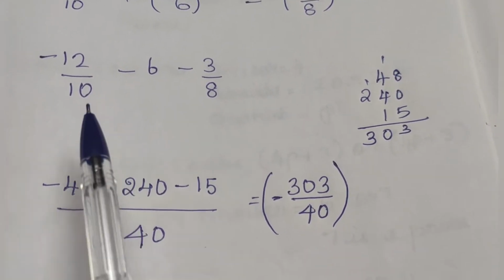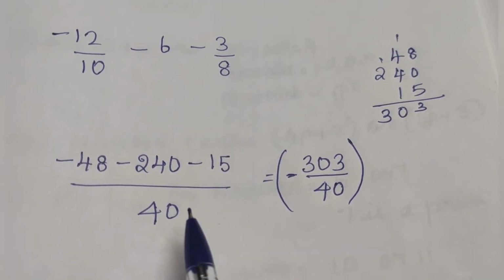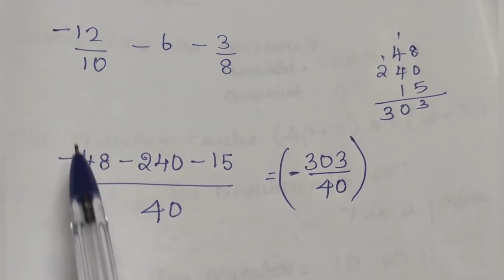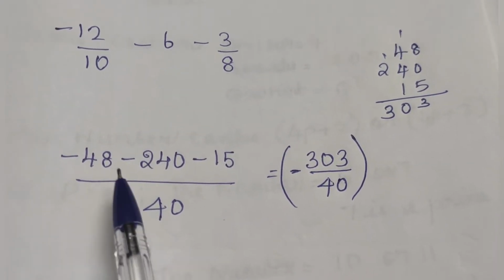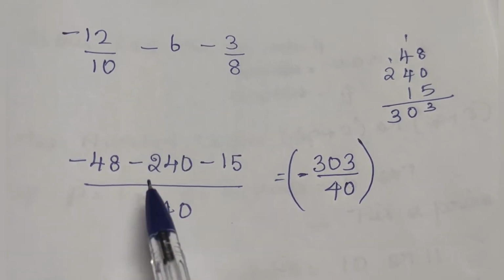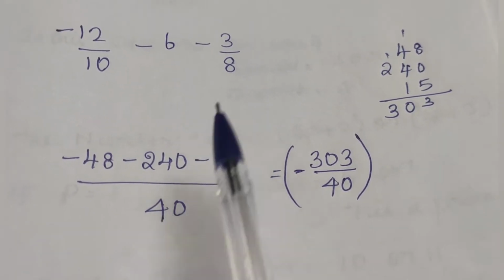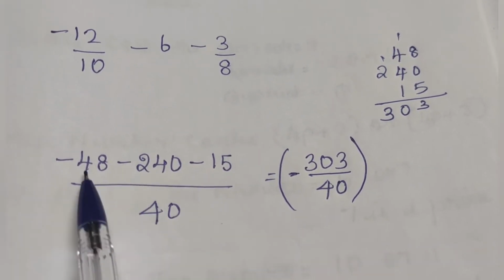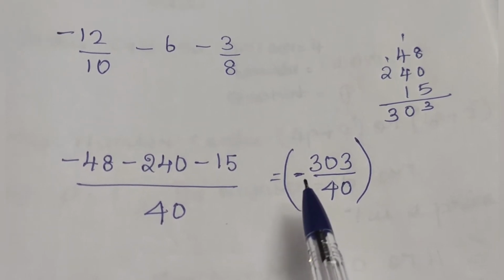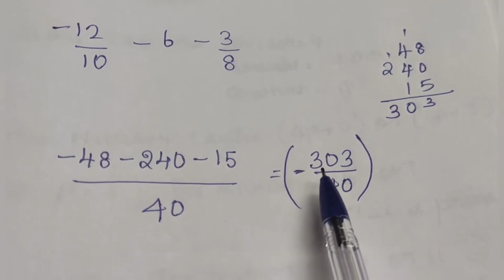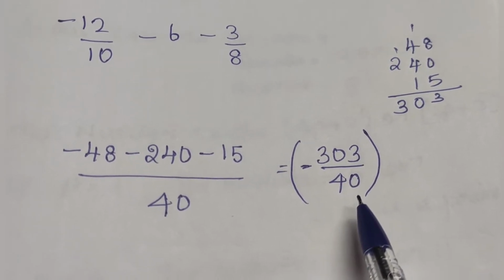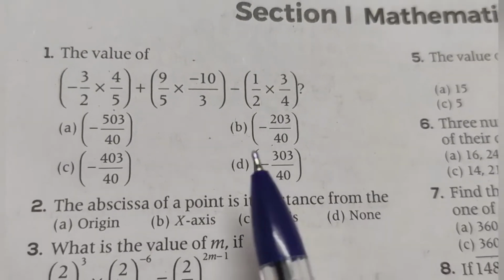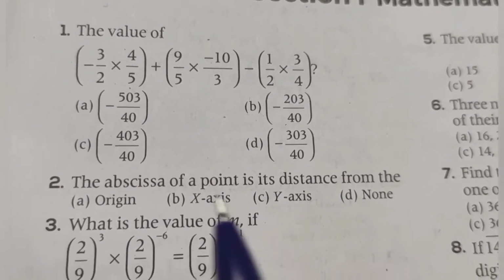So here the LCM between 10 and 8 is 40. In 40, 10 goes 4 times, 4 into minus 12, minus 48. 40 into 6, minus 240. In 40, 8 goes 5 times, minus 3 into 5, minus 15. All are minus numbers. On adding, you get minus 303 by 40. Let us see in the options. Option D, minus 303 by 40.